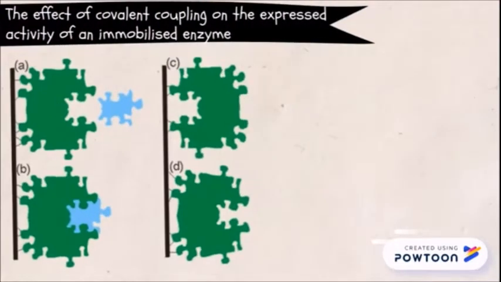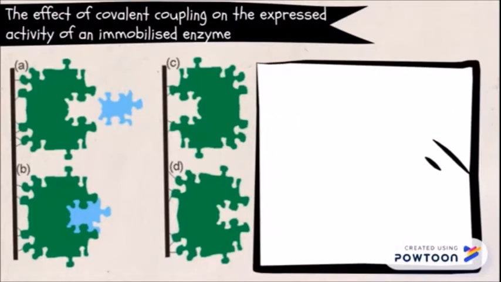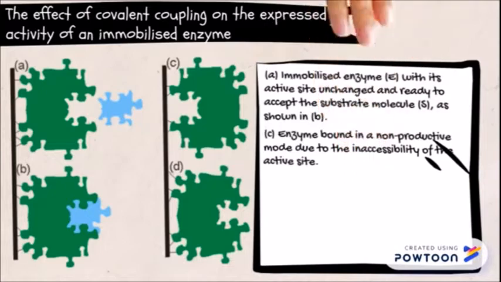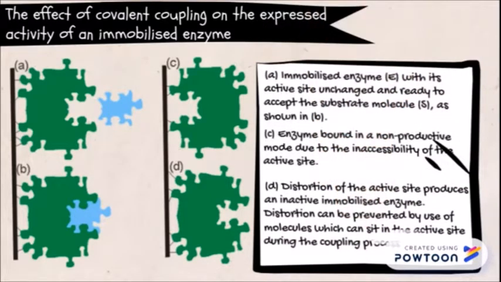The effect of covalent coupling on the expressed activity of an immobilized enzyme: active site unchanged and ready to accept the substrate molecule, as shown in A and B. Enzyme bound in a non-productive mode in C. D is distortion of the active site.